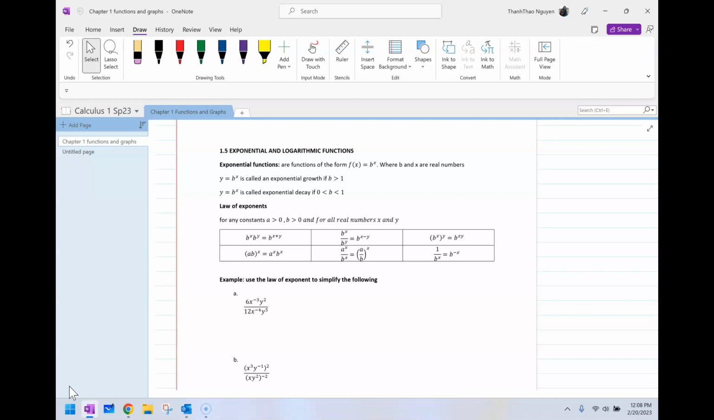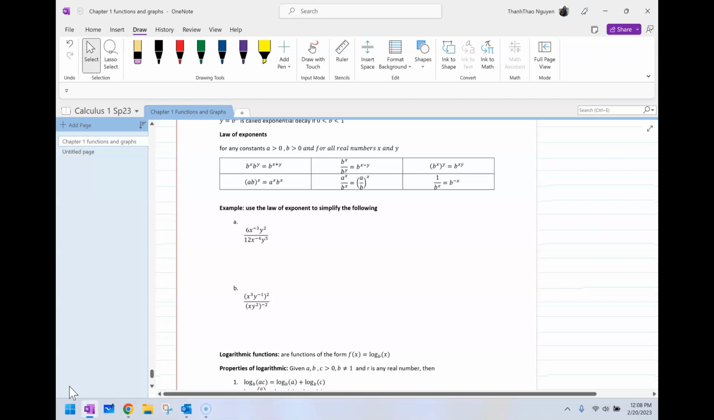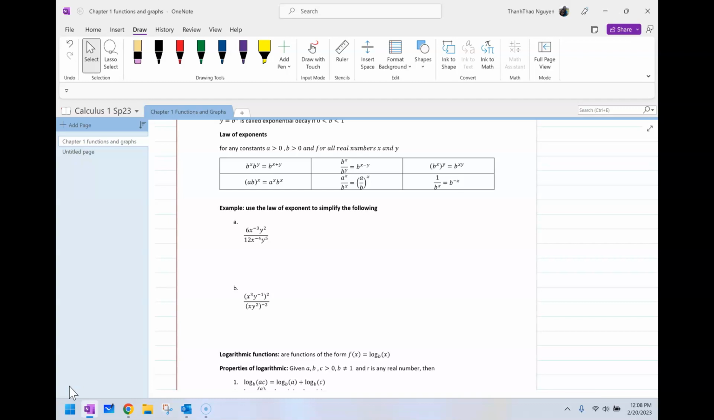Okay. Now the laws of exponents, we have a couple, so you can read that on your own. We use the laws of exponents to simplify and do operations with them. So let's go ahead and try this. We want to simplify 12 x to the negative 3, y to the second, divided by 12 x to the negative 4, y to the fifth.